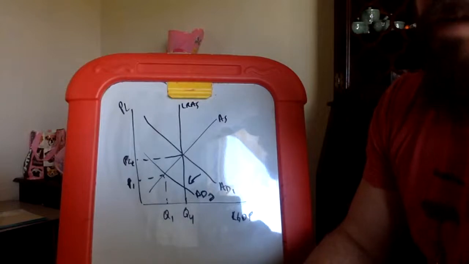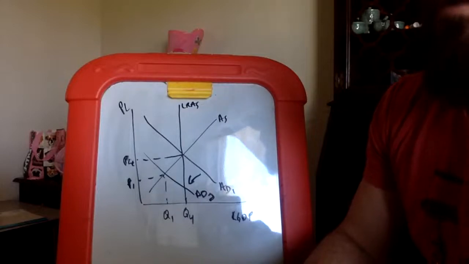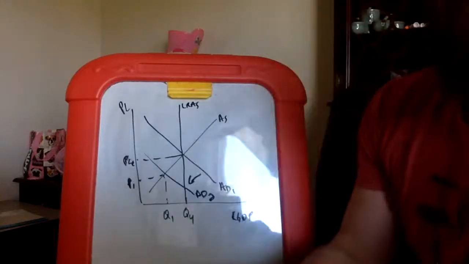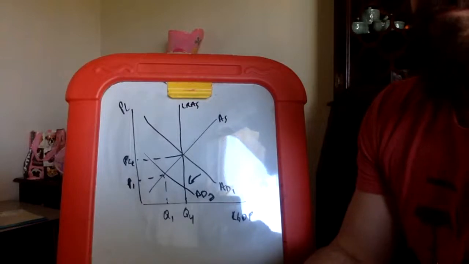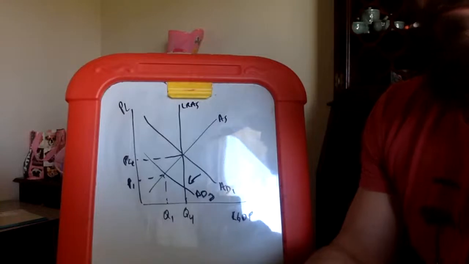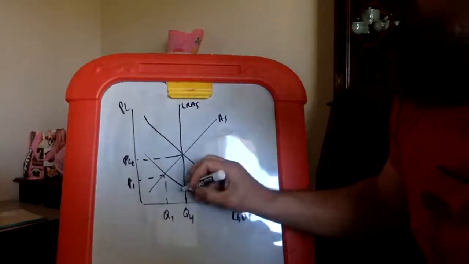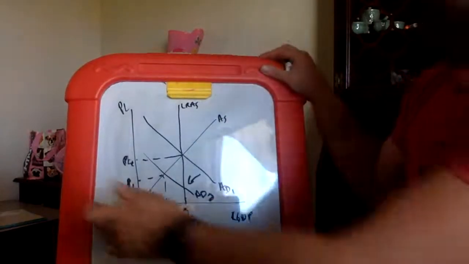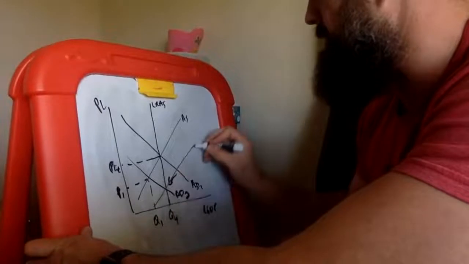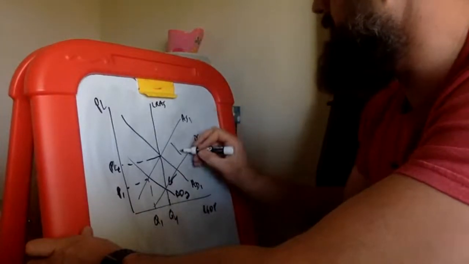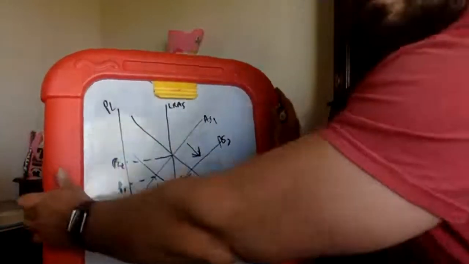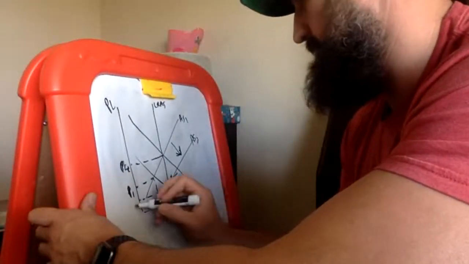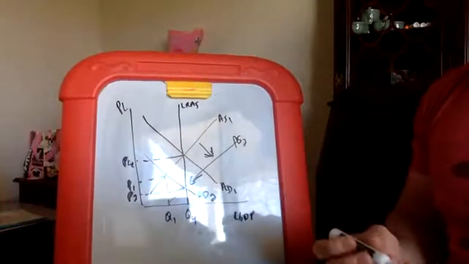So then what's going to happen in the long run? Well, in the long run, if price levels are lowered, what's going to happen is you're going to have aggregate supply shift to the right, and get back to long run equilibrium.